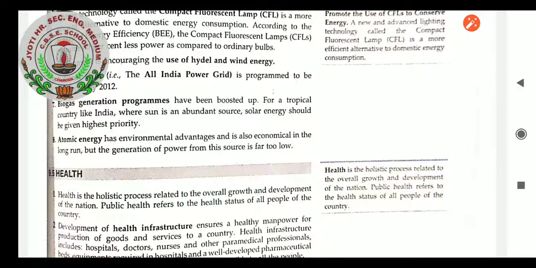Atomic energy has environmental advantages and is also economical in the long run, but the generation of power from this source is far too low. We know it has advantages, but it has low capacity, so it is not utilized more because it is economically not beneficial, though environmentally it is more advantageous. So these are the various measures by which the government and private sector are coping up to solve the challenges faced by the power sector.